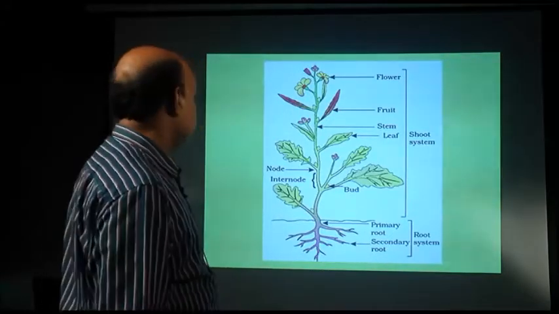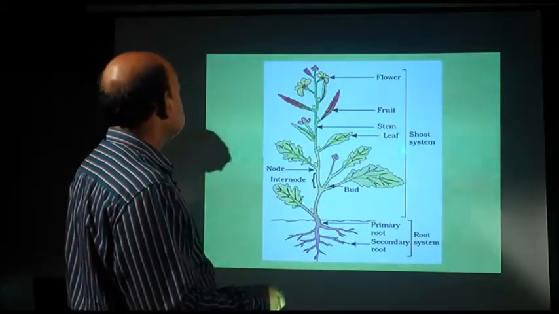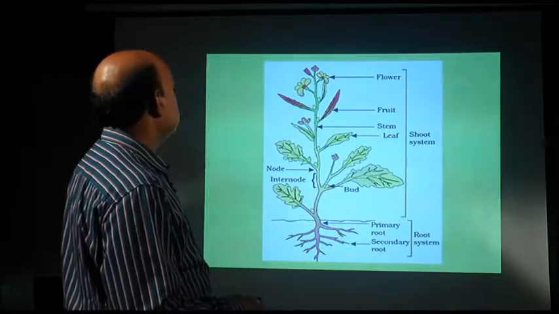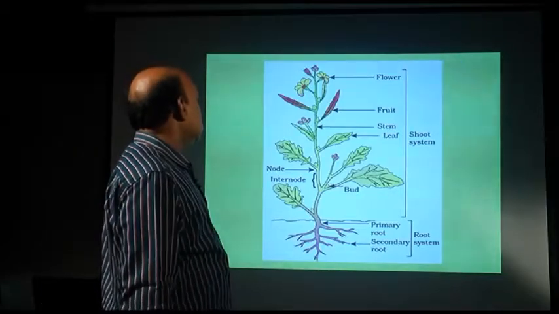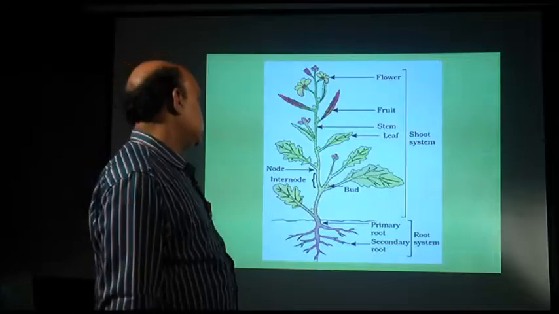The primary plus secondary roots, they constitute the what? Root system. Above the ground, totally this is the shoot system, and the shoot system comprises stem, leaf, branches, node, internode, bud, flower, fruit, etc.